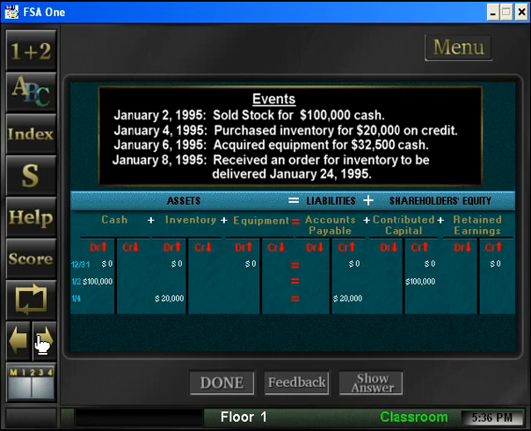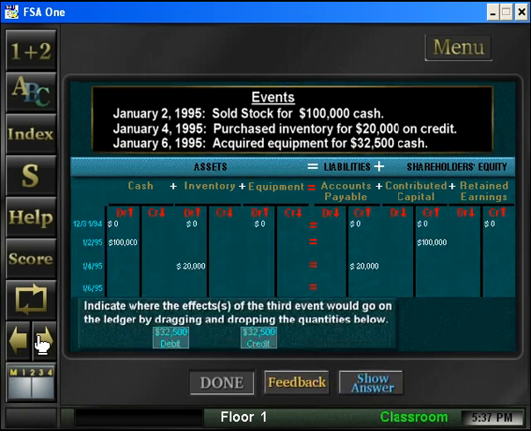Let's consider the 4 events that occurred in early January for the newly formed corporation. The effects of the first 2 events have been entered into the T accounts. We have also added the beginning balances for each of the T accounts. Notice how the beginning balances are entered on the same side as the increases. Can you indicate where the effects of the 3rd event would go? Drag the number into place by clicking on the number and keeping the mouse button depressed until you move the number to where you want it to go.